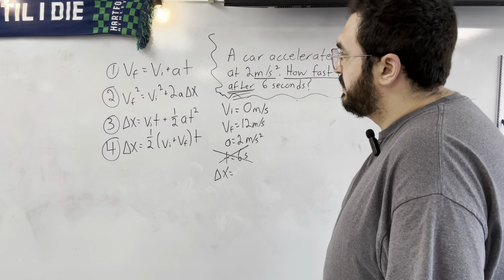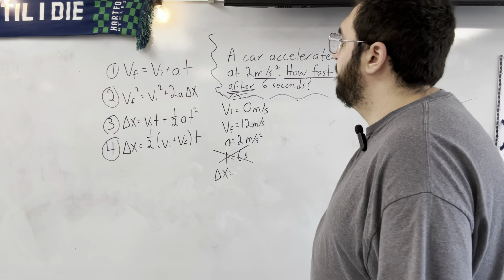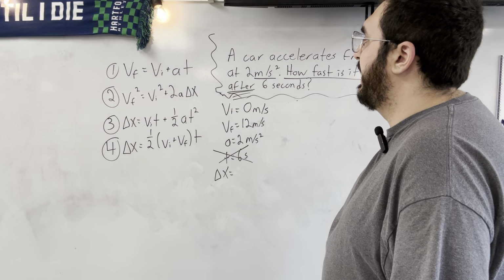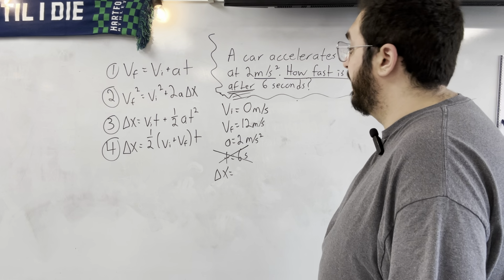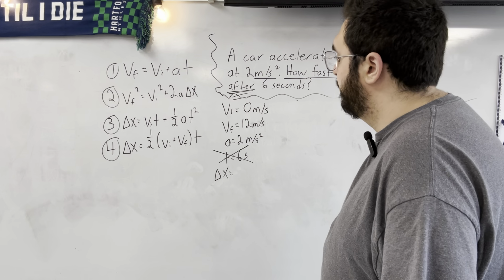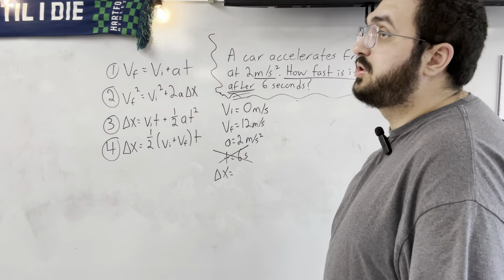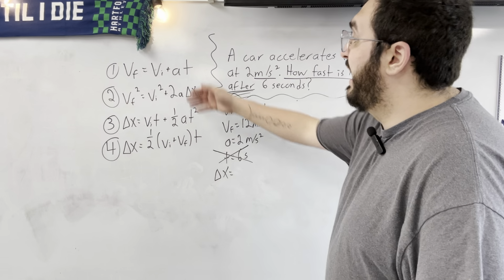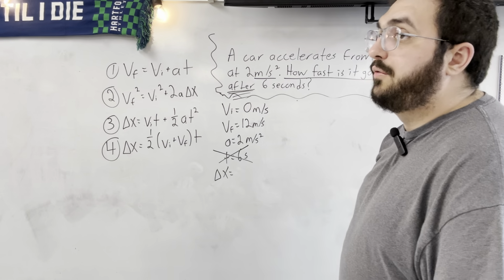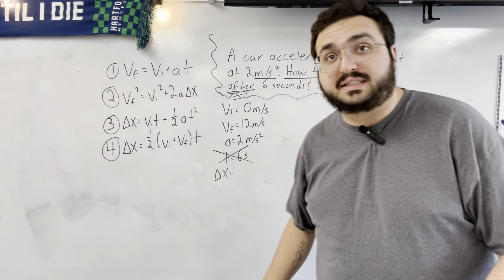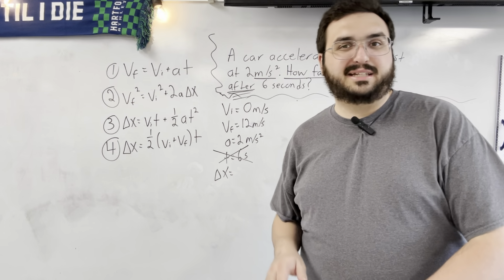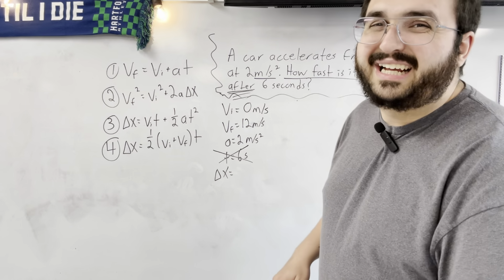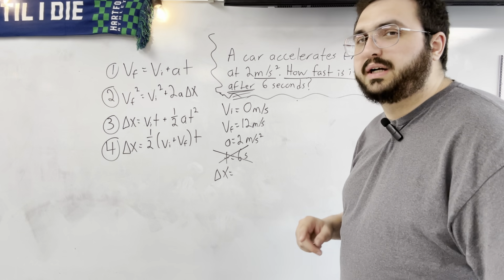And I'm looking through my equations. I look at equation 1. Vf, I have. Vi, I have. A, I have. T, I do not have. I cannot solve for that. Now, I could, in theory, solve for t, and then use that with any of the other equations to solve for x. That is a totally valid strategy. But I like minimizing the amount of work that I do here. So if I can get it done in one shot, I usually am going to try to.